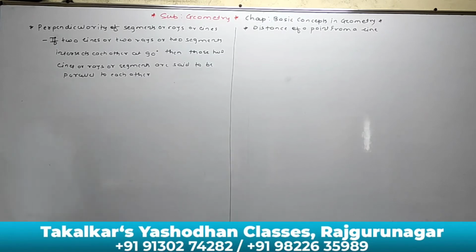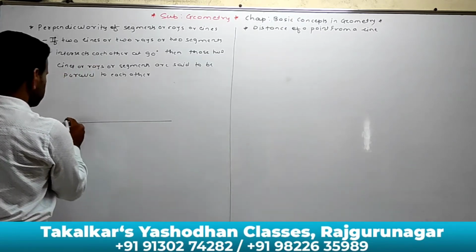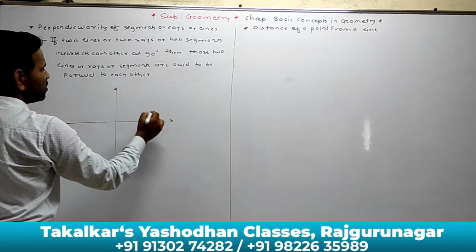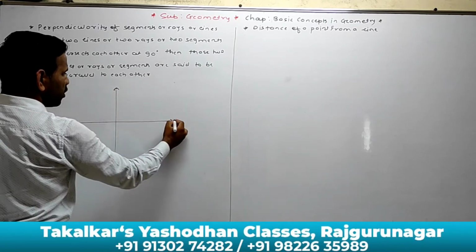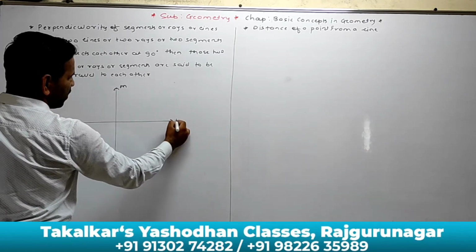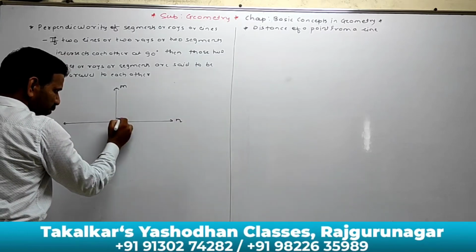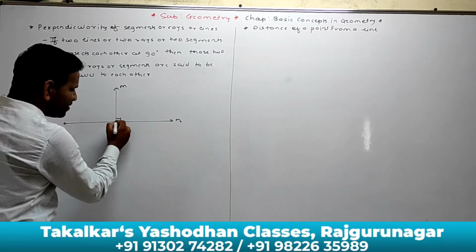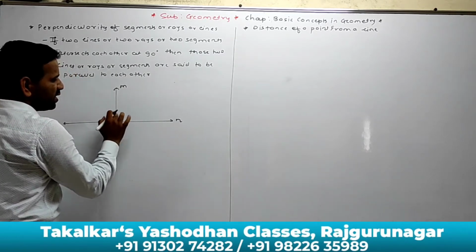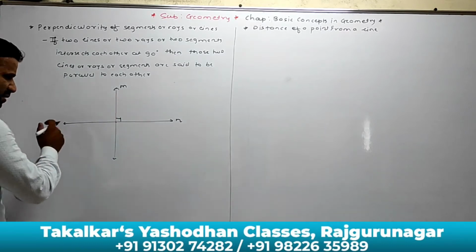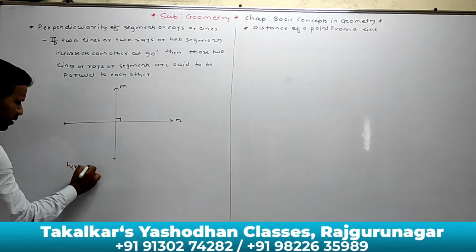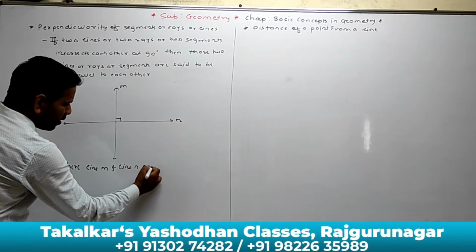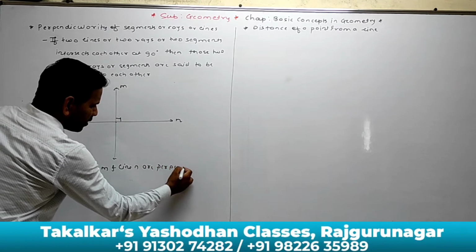Is it clear? So simply, if I draw a line over here, then draw another line over here. Suppose I call this line M and this line N. The angle formed between these two lines is 90 degrees. These two lines intersect each other at this point and the angle formed is 90 degrees. Then we can say that here line M and line N are perpendicular.